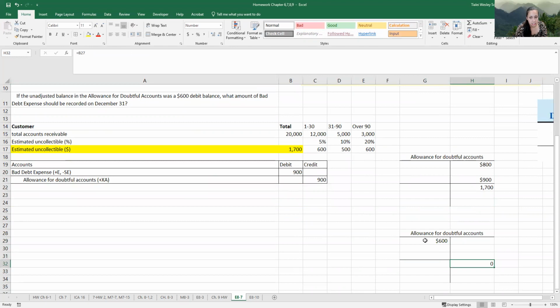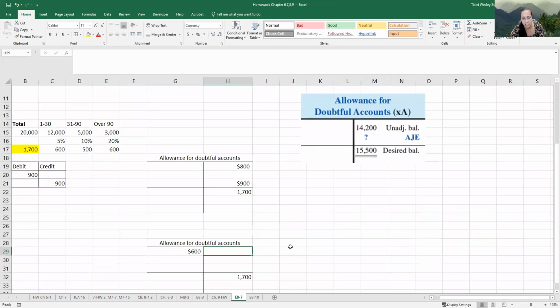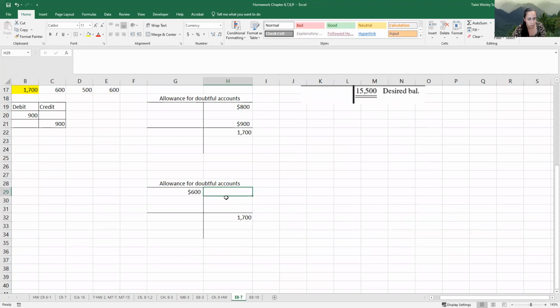And the desired ending from the schedule is 1700. So how do I get this balance that has a debit balance? Now I needed to have a credit balance, right? So if I just put 1700 on the right-hand side, if I just wanted an adjusting entry of 1,700, that wouldn't quite be correct, because if I sum up all of my credits and I subtract the sum of all my debits, it's not going to give me the balance that I want, because I really want 1700 in there.